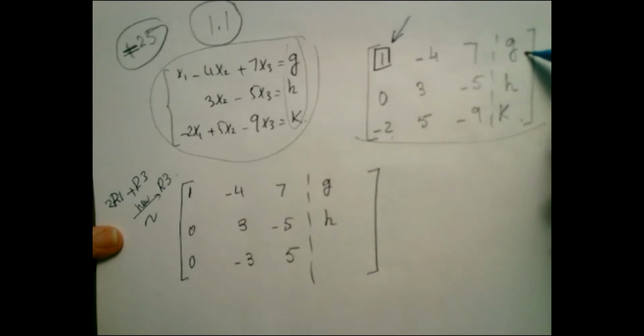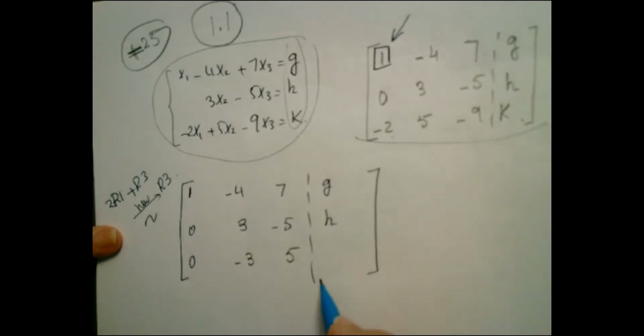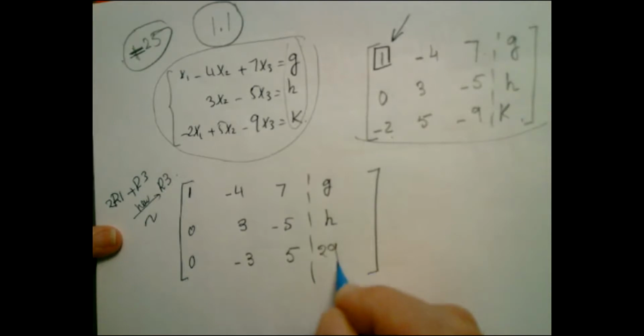And now this G should not really bother you. It's just like a number, but they used a letter for a number. So what should I write here? Put it on the chat quickly. 2G plus K.